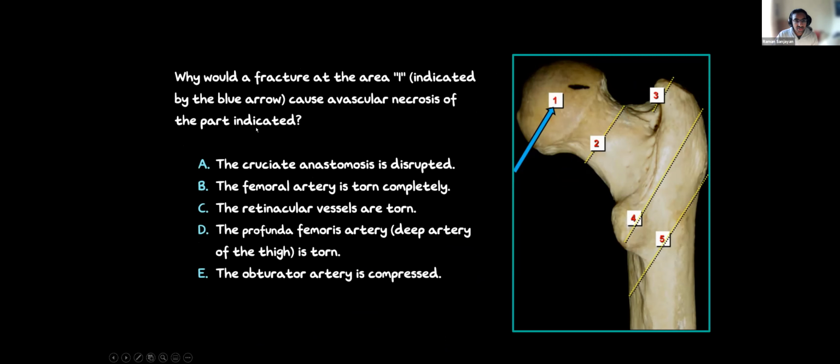Okay, second question on this. Why would a fracture at the area 1 cause avascular necrosis of the part indicated? Again, a similar sort of thing based off your understanding of the blood supply. Now that you know this high yield point about the circumflex arteries, and through the diagram, which again is not an exact positioning of the arteries, it's a general concept that the arteries come off the femoral artery through the neck and end up at the head.